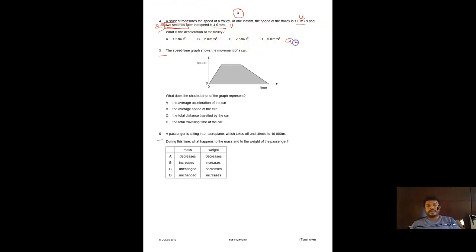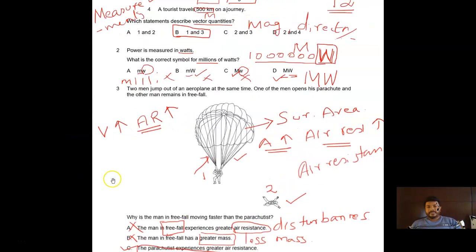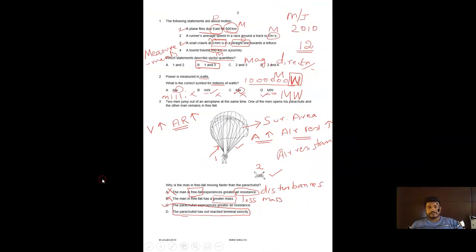So acceleration is equal to v minus u over t. What is v here? Final speed is 4, minus initial speed 1, divided by the time 2. So 3 divided by 2 is 1.5 meter per second squared. So this topic is kinematics, right? And the previous topics, here is also kinematics, and this is measurements. Okay.